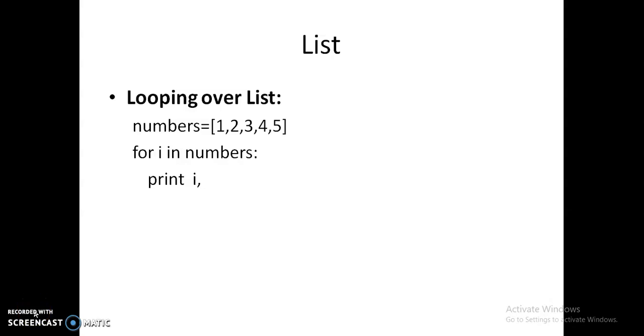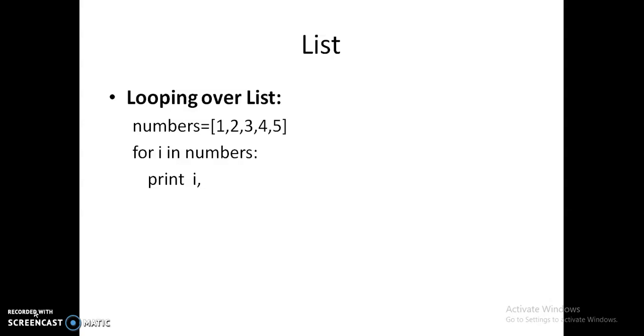Okay, welcome back, students. The previous video ended with the list; now we continue with looping over the list. Here, looping over the list means we are using a for loop to iterate through the list. The list is the numbers, and every time it takes one number into the variable i, and that value of i will be printed with the print statement, print i.